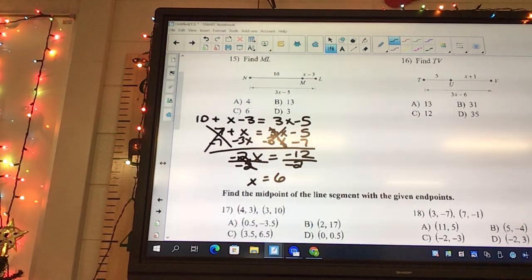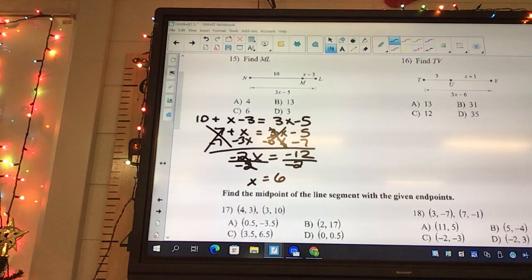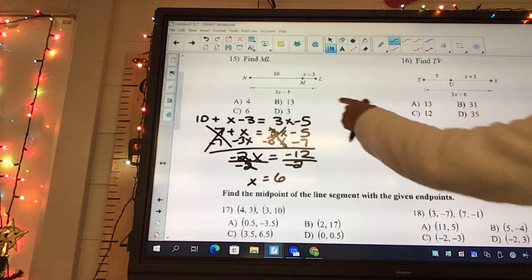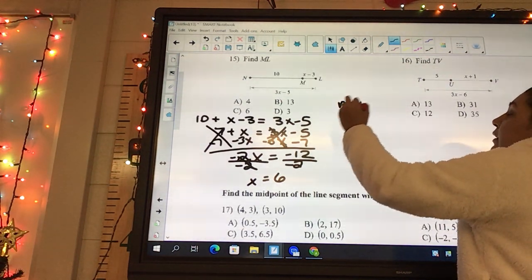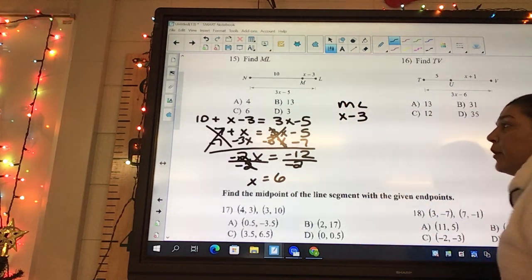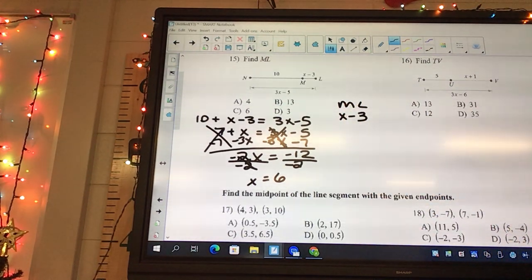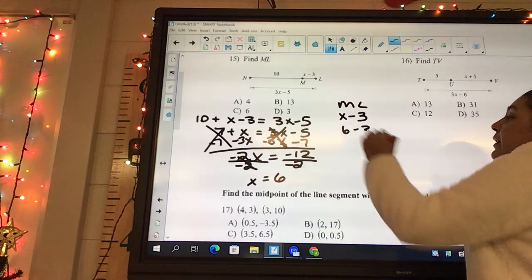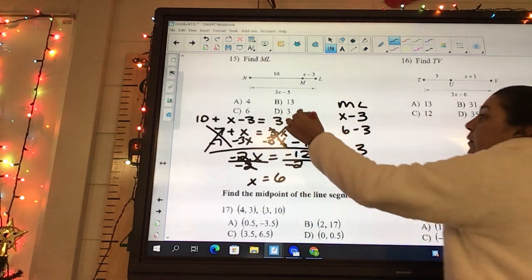My answer is not 6, though. What? The answer is not 6. What do the directions tell us to find? ML. And what is ML? X minus 3. Okay, so we need to find ML. So ML is x minus 3. And what are we plugging in for x? 6 minus 3, so that's 3.